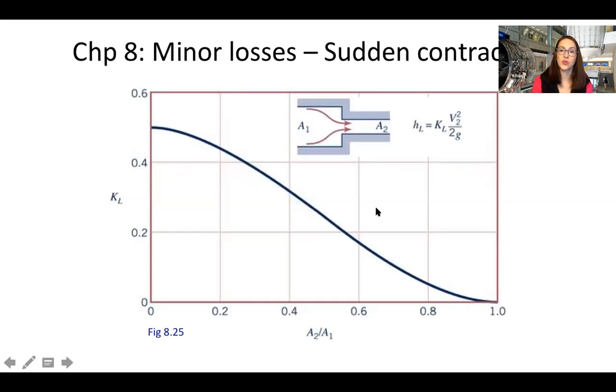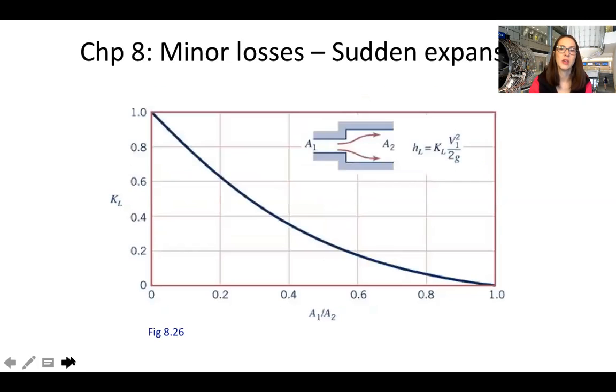Okay, we can have a sudden contraction. And here the loss coefficient is just a function of the ratio of the 2 cross-sectional areas, the pre-contracted and post-contracted. And you just have to calculate that ratio, go to figure 8.25, trace your number up to the line. When it intersects the line, trace it left to the K sub L axis and find your coefficient that way. Same thing with a sudden expansion. Calculate your ratio of areas, let's say it's 0.4, trace it up to the curve. When you hit the curve, trace it to the left over to the K sub L axis, pick off your number.